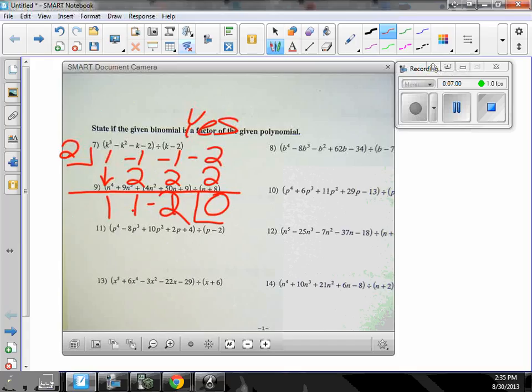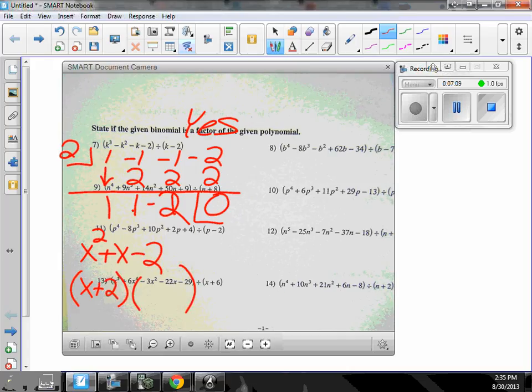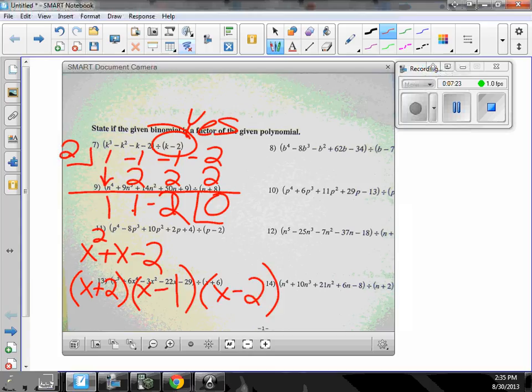That means that there's another quadratic, x squared plus x minus 2, and the factors of that would be x plus 2 and x minus 1. And the other factor is this one, x minus 2. And what that means is these 3 factors create that cubic equation.